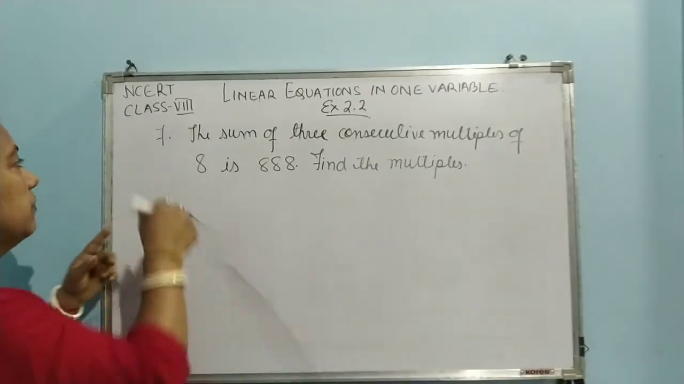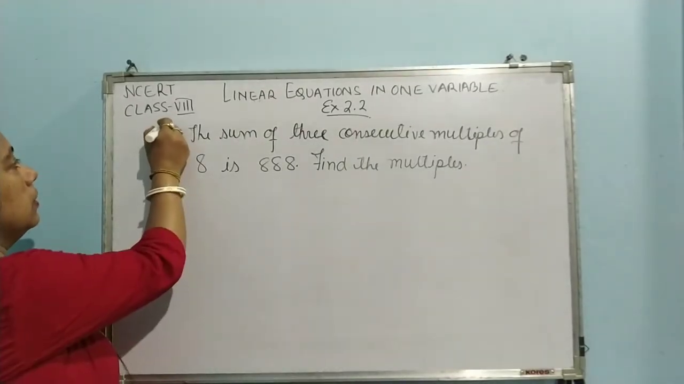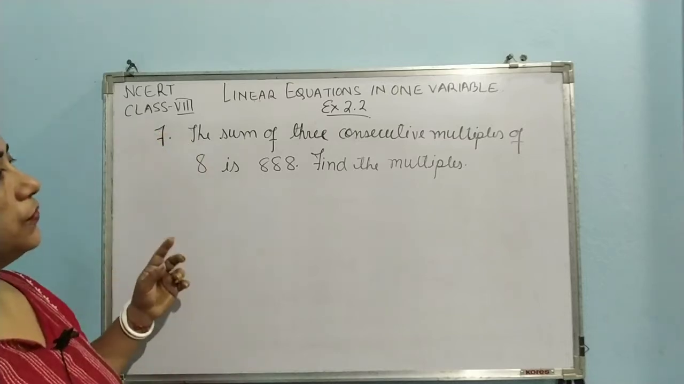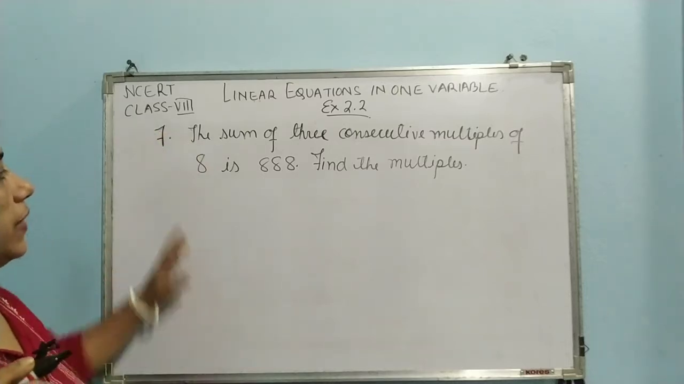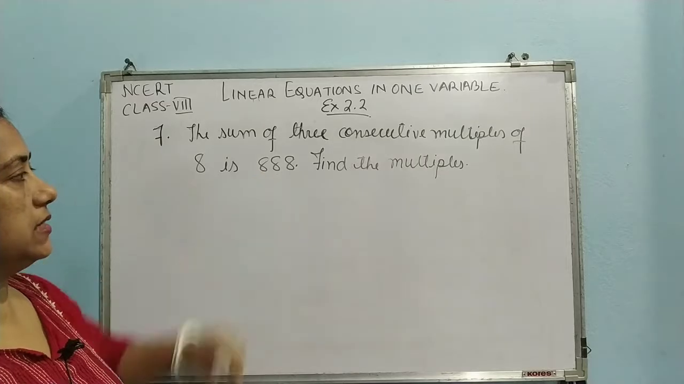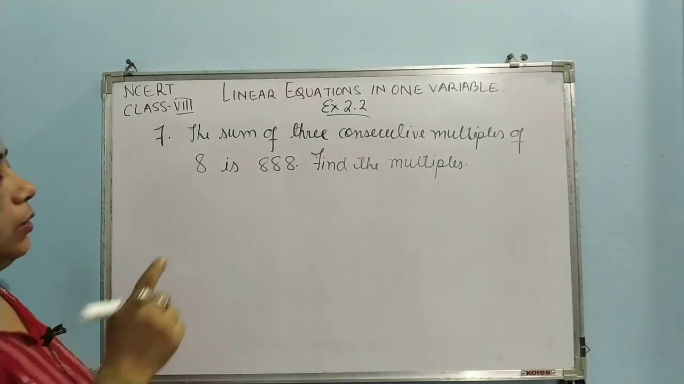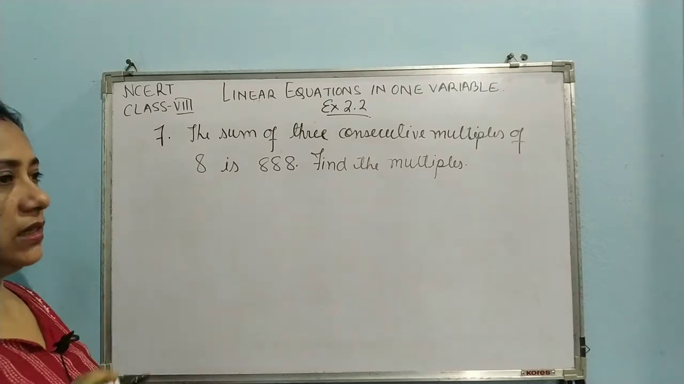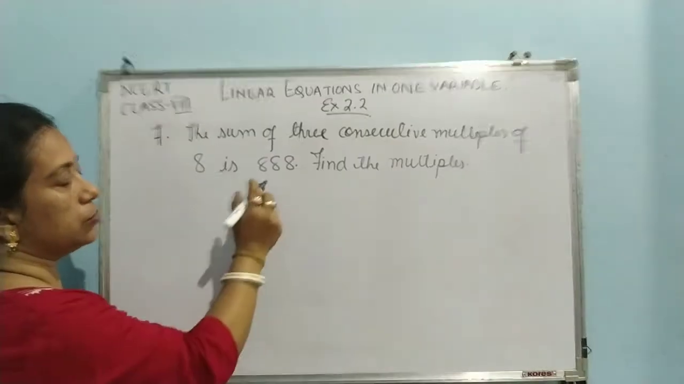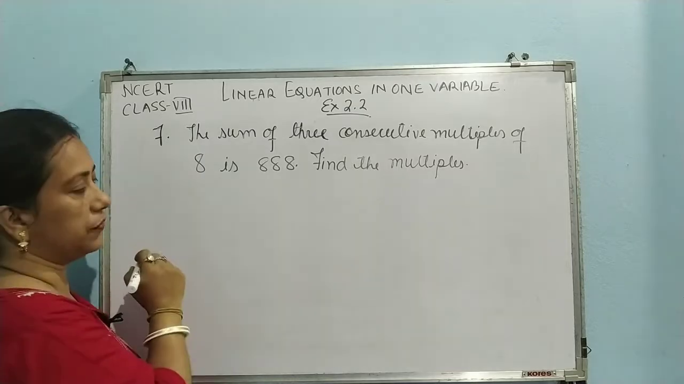So here is our 7th question. The sum of three consecutive multiples of 8 is 888. Find the multiples. Now, what do you mean by consecutive? Consecutive means one after another. Now, they are talking about consecutive multiples of 8.